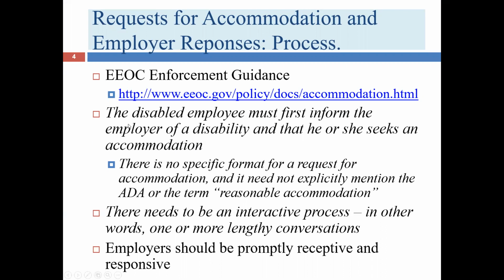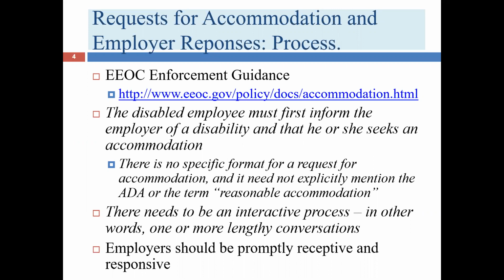Of course, the first thing that has to happen is the employer has to know that there is a disability and that there needs to be a reasonable accommodation. An employer is not required and, in fact, should not try to find out what people's medical status is. Now, of course, sometimes it's obvious. You have somebody who comes to work in a wheelchair or comes to work with a cane. It's pretty obvious that that person has a disability.